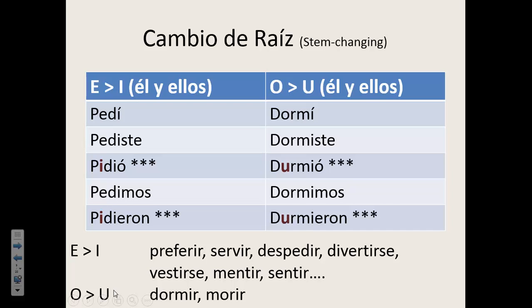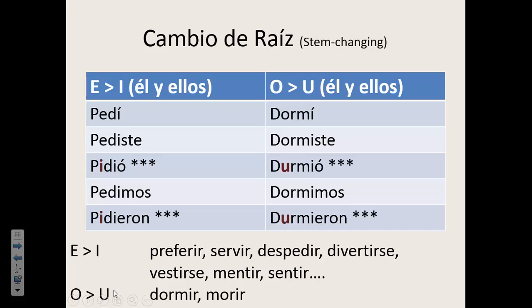So what I want you to do right now is first to do 3 and 4 on the note guide. You're going to write a sentence using pedir in the preterite. So you could say something like, she asked for the information from the designer. Ella pidió la información de la diseñadora. Or dormir, she slept in the main bedroom yesterday. Ella durmió en el cuarto principal ayer.